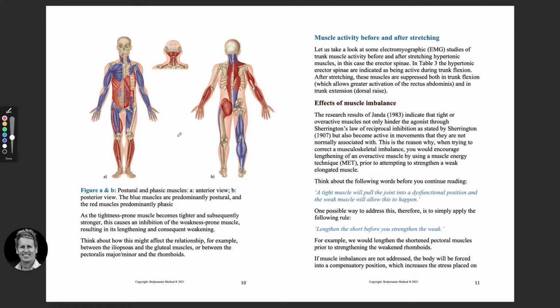They are the postural muscles. And then the obliques, the tibialis anterior, the gluteus, the rhomboids, lower traps, these are what we call the phasic muscles.